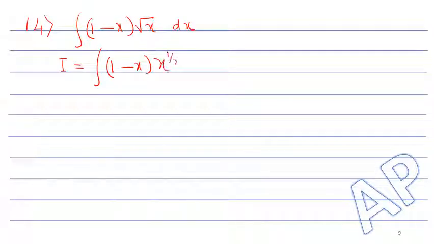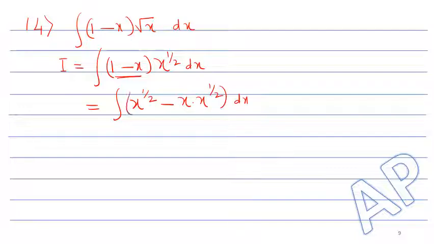Now you can look at question 14. Evaluate the integral of 1 minus x into root x dx. As we know, root x is x to the power of 1 by 2. Let me write it for the next step of integration: 1 minus x into x to the power of 1 by 2 dx. Then let us multiply each term. 1 minus x multiplied by x to the power of 1 by 2 gives x to the power of 1 by 2 minus x into x to the power of 1 by 2.